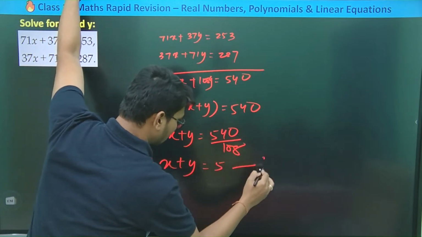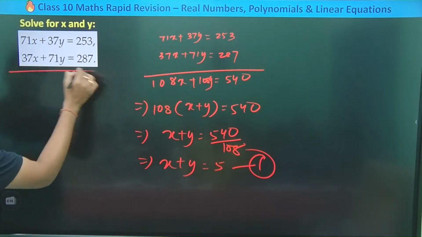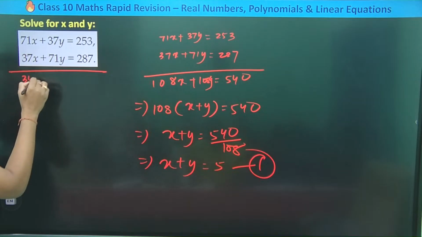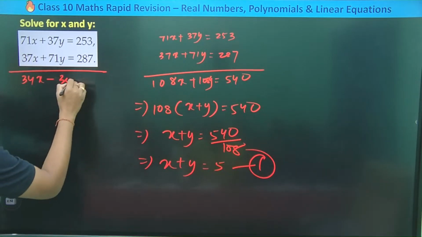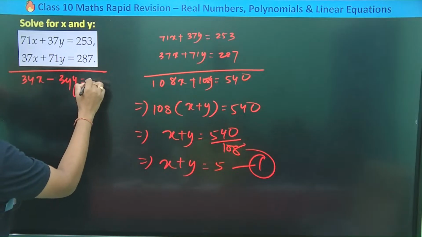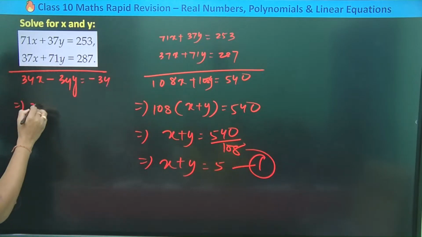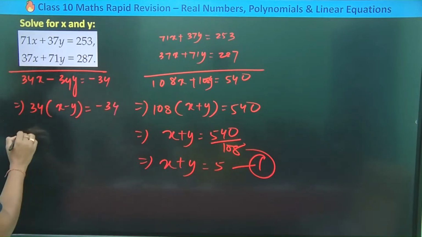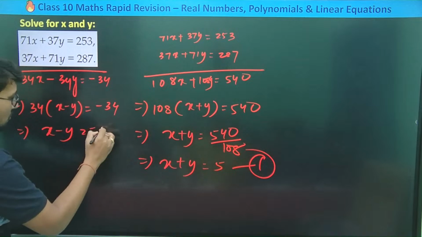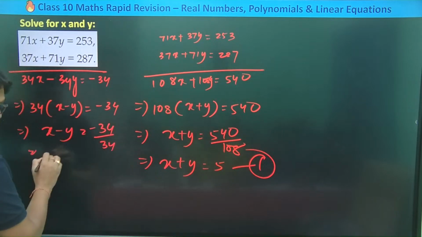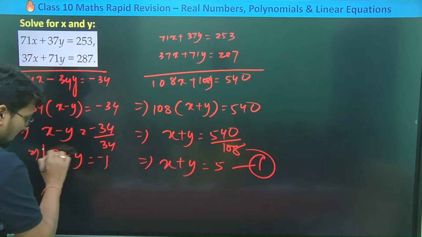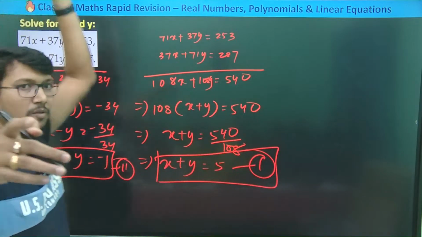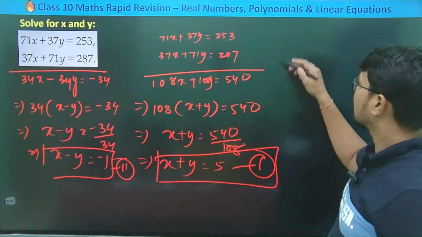That is 5. Number 1 equation. While subtracting, let me subtract here directly. While subtracting, how much will you get? 34x minus 34y equals minus 34. So now 34 is common, children. x minus y equals minus 34 by 34. So x minus y equals minus 1. Did you get it? Equation 2. This is 1, this is 2. Got it? So let us find x and y.